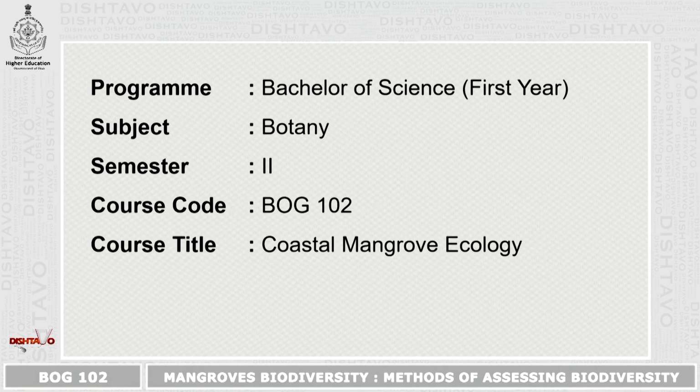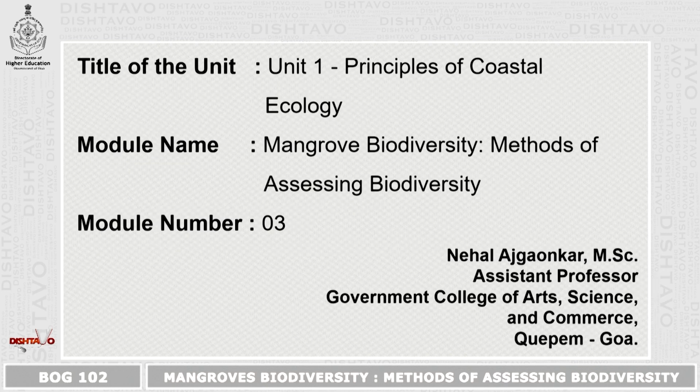Today we are going to take a general elective paper of first year which is taken in semester 2. Course code is BOG 102 and course title is Coastal Mangrove Ecology. Title of today's unit is Principle of Coastal Ecology, which is from Unit 1. Module name is Mangrove Biodiversity, which will include methods of assessing biodiversity, and module number is 03.